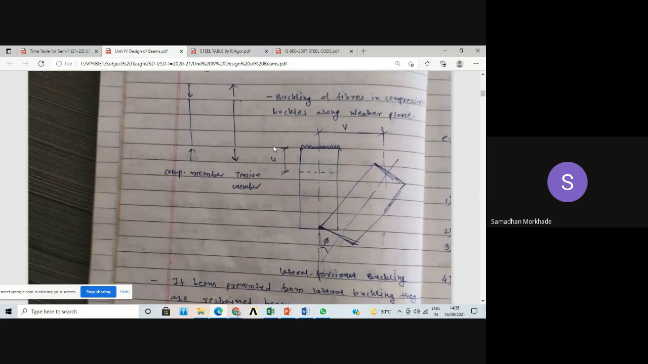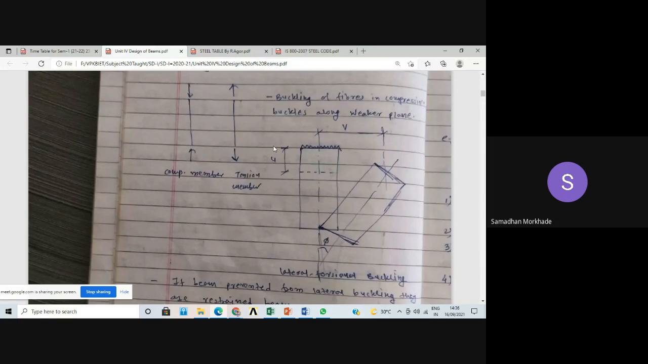The section is going to be rotated, and the angle of twist, phi, comes into picture. When the angle of twist comes into picture, the beam starts experiencing torsion. Along with bending moment and shear force, torsion comes into picture, and after that our beam is going to fail, and that phenomenon is called lateral torsional buckling. Remember, lateral torsional buckling comes into picture in the case of a steel beam only. What is the reason?